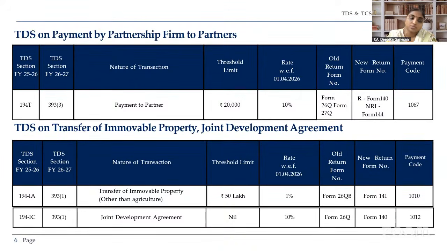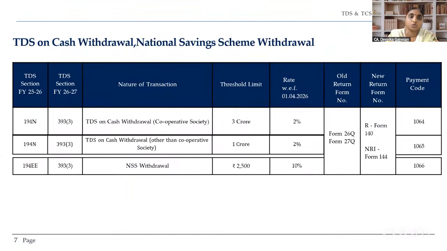Payment code is 1000. Joint development agreement where the builder receives consideration in the form of units in the apartment. In that case, the threshold limit is nil. And the earlier section of 194-IC is replaced with 393 subsection 1. And the rate is 10%. The old Form 26Q is replaced with Form 140, and the payment code is 1012.